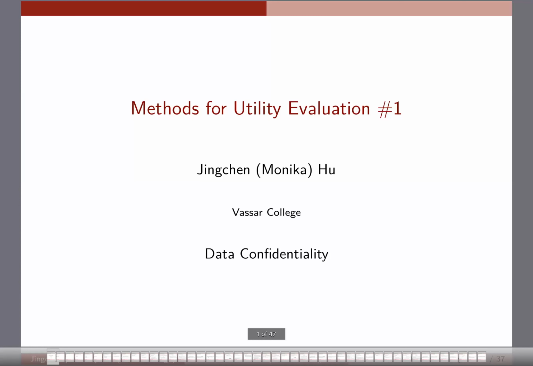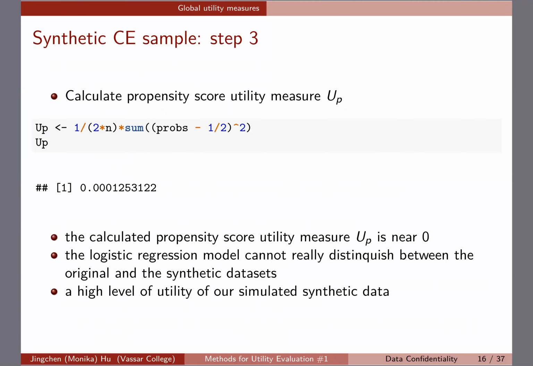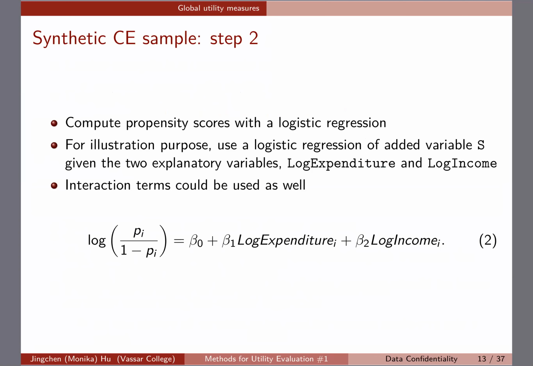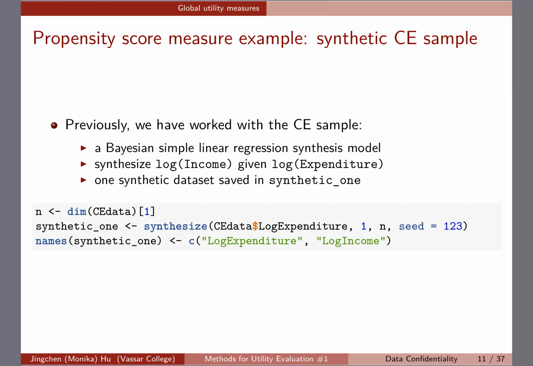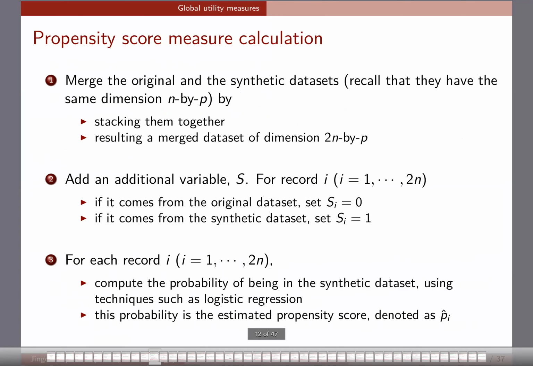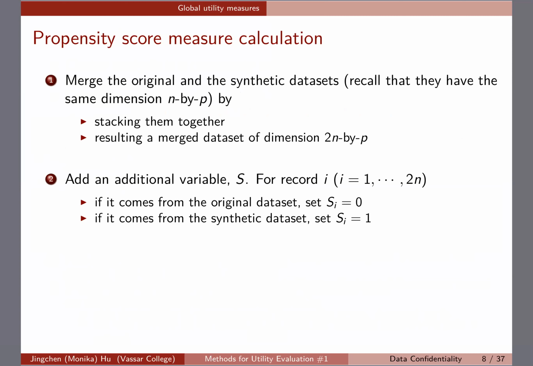All right, so we're going to continue the utility evaluation for the global measures. And I think last time we were at the global measure where we're using logistic regression for the propensity score. So the propensity score, if you remember, is a way to check the effects of the intervention. That's the generic way the propensity score is used.